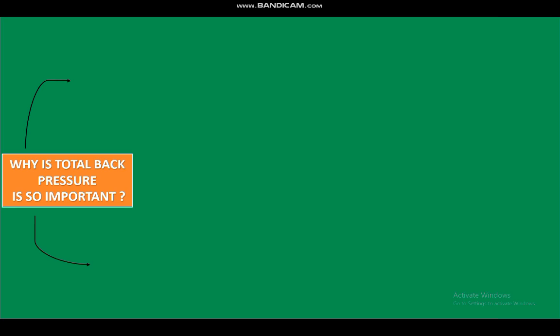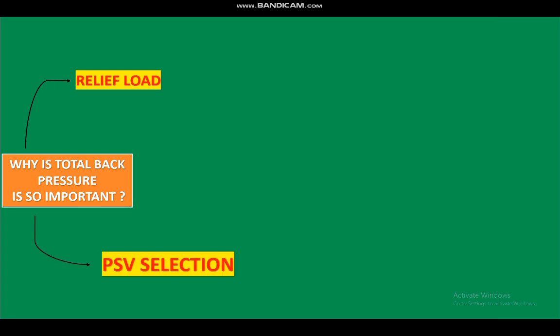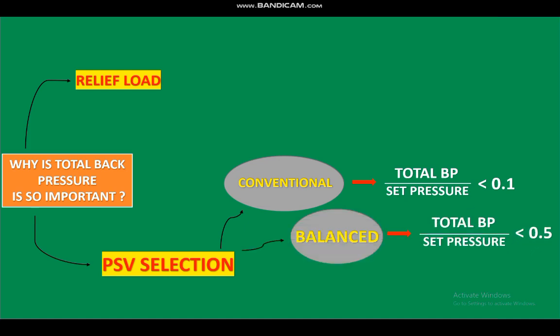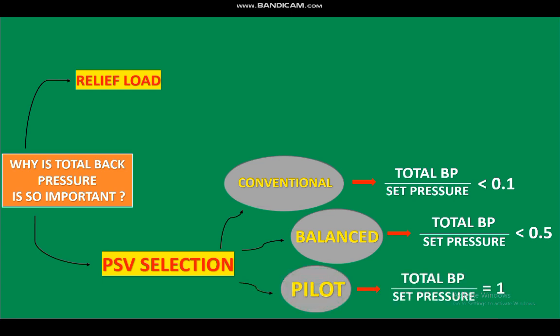Why do we care about total back pressure? Because it helps us determine the flare load and choose the appropriate PSV for the system. As a quick rule of thumb, conventional PSVs are typically limited to about 10% of total back pressure. Balanced bellows PSV can typically handle up to 50%. And pilot-operated PSV can handle even up to 100% of set pressure. Total back pressure is important not only for PSV selection but also because it affects the relief capacity of PSV.